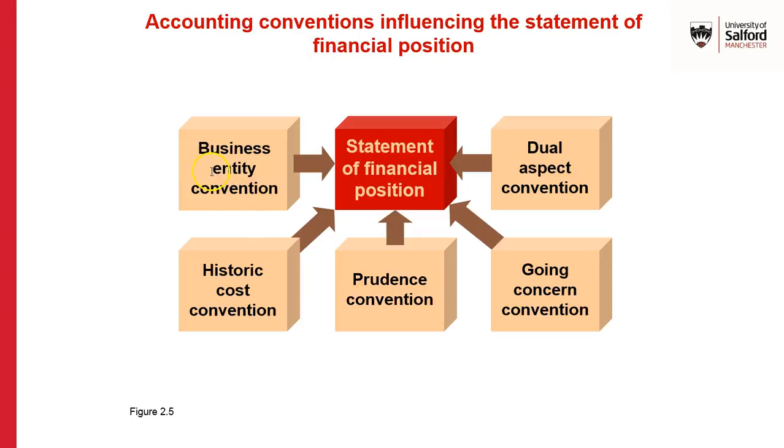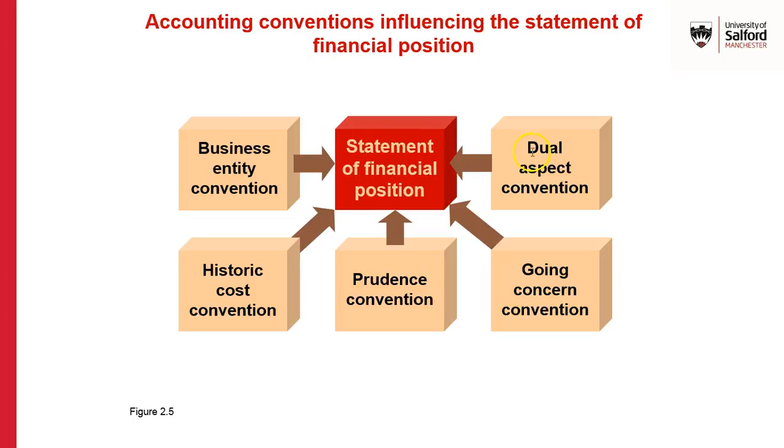So the business entity convention: we've been saying the business is a separate legal entity that you can sue, you can take to court. It owns things. It is the legal owner. The business is the legal owner, not the shareholders. The shareholders are the owners of the business. But you would sue the business. You can't sue the shareholders, and that's why it's called limited liability. The liability is limited to that of the company. So that's the business entity convention.